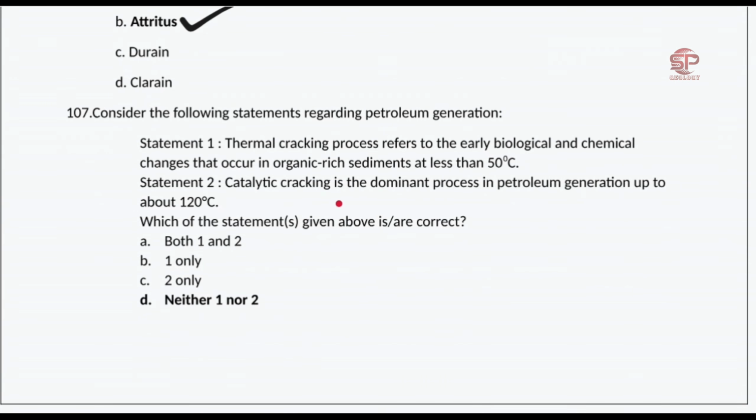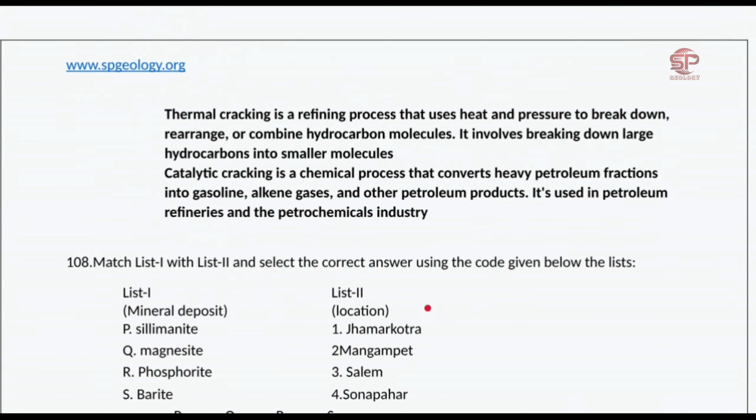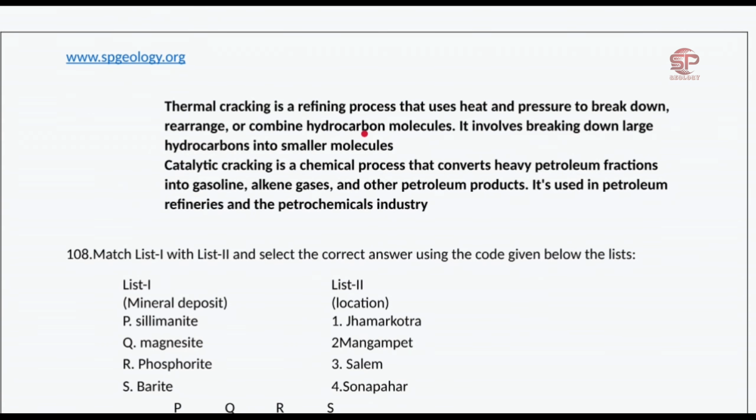Then comes to thermal cracking process and catalytic cracking process. The thermal cracking process refers to only biological and chemical changes that occur in organic rich sediment at less than 50 degrees. But first, it occurs at high temperature and breaks down the larger molecules of petroleum or hydrocarbon, so it will be incorrect. Then catalytic cracking is stated as the dominant process of petroleum generation up to 120 degrees. Catalytic cracking is the process of refining of petroleum, so it will also be incorrect. So answer will be D, neither one nor two. You can also read this.